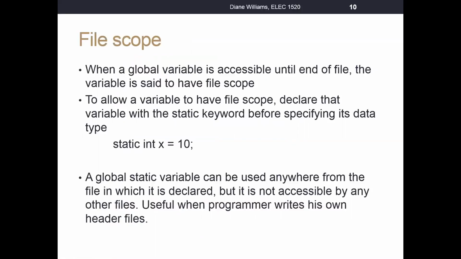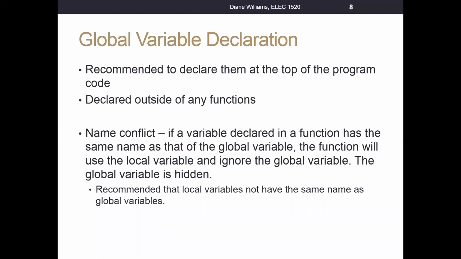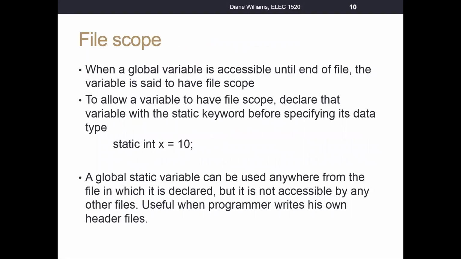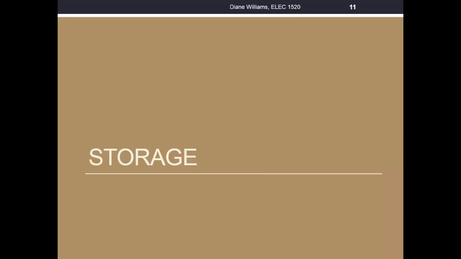Now, when you have a C program that has multiple files, if you only want to allow one file to be able to access that, we use this keyword static. And that's when we really talk about file scope as opposed to program scope. Because before, we were talking about program scope. We were talking about a global variable being available anywhere in a program. We simply have one C file, so that's available in our file. But when we have multiple files, we can use the keyword static. So a global static variable can be used anywhere from the file in which it was declared, but it's not accessible by other files, right? So later when we write programs that have multiple files, we'll come back to an example of this.